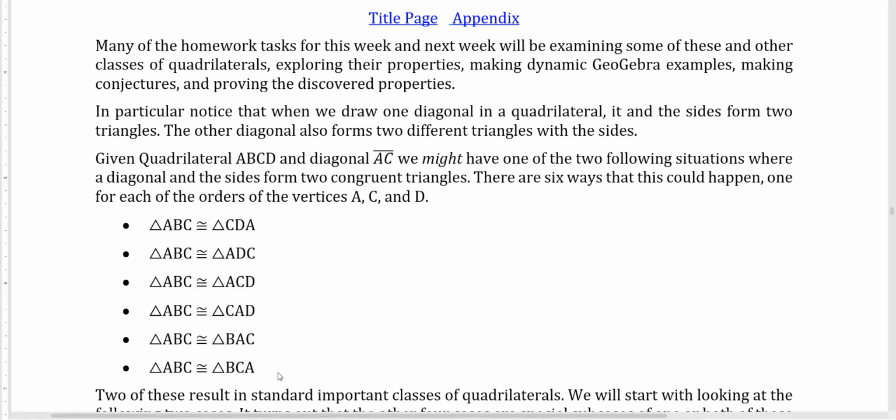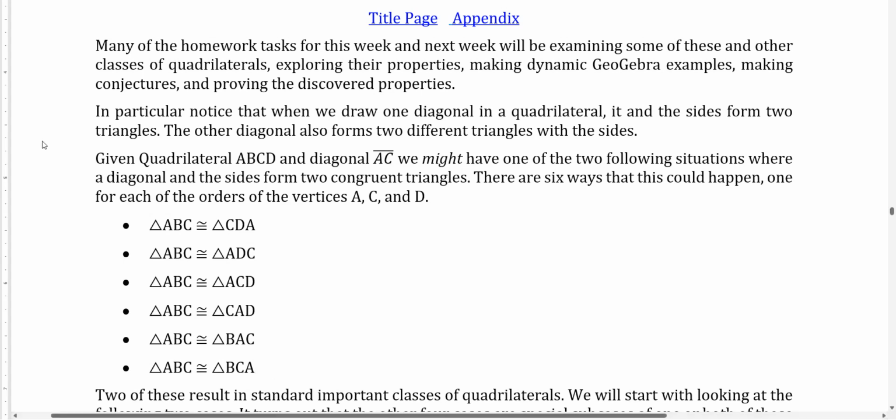The first one says triangle ABC is congruent to triangle CDA. It's not only just saying those two triangles are congruent, but the angle at A in the one triangle is congruent to the angle at C in the other one. The angles at D and B are congruent, and the angle at A is congruent to the angle C in the other one, okay? And then side AB is congruent to side CD, and so forth. All the corresponding parts of those two triangles must be congruent, okay?